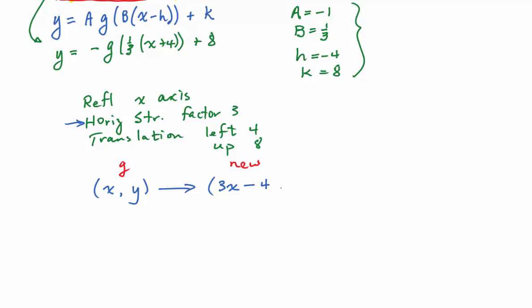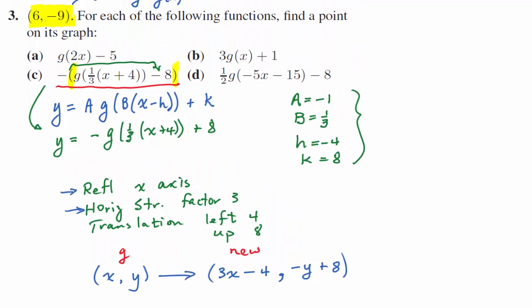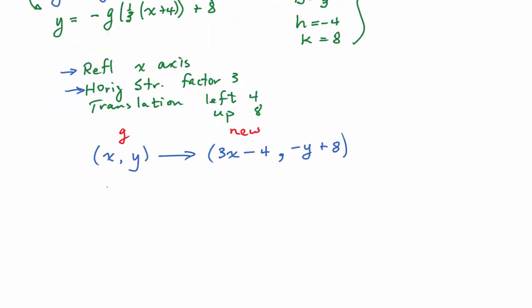which causes the point to move left 4. And then for the vertical side of things, we have a reflection in the x-axis, which means we take the negative of the y value, and then we slide up 8, so we add 8 to that. So this transformation rule tells us how to change a point from the original graph to the new image graph. And the point that was given to us in the question was 6, -9. So let's apply our transformation rule to the point 6, -9.